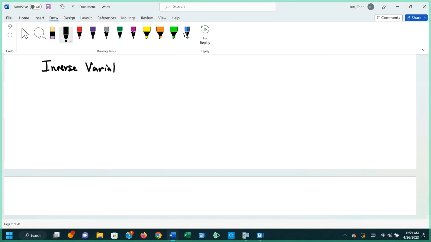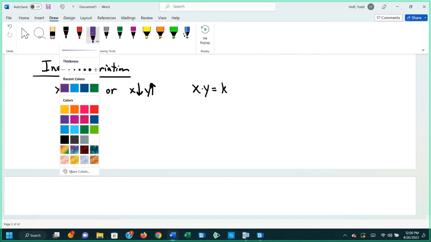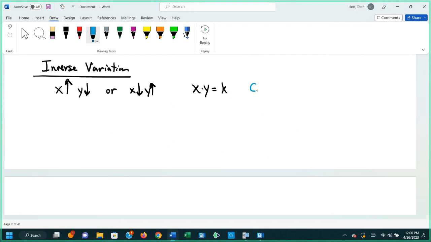So inverse variation, as we mentioned before, is whatever one variable does, the other one has to do the opposite. So if we're looking at x and y, if x gets larger, y has to get smaller, or if x gets smaller, y has to get larger. The relationship here is that x times y equals a constant. So these two variables are a constant product.